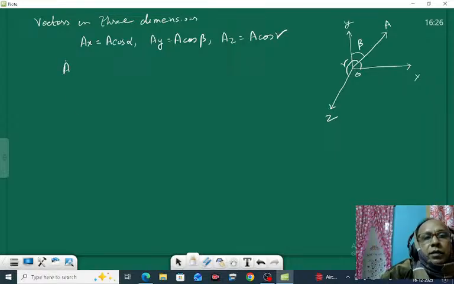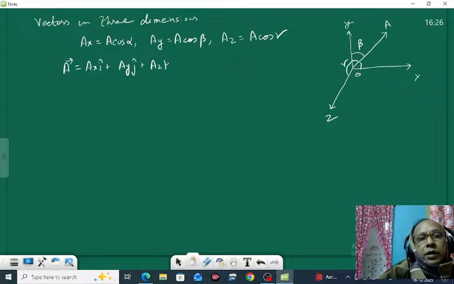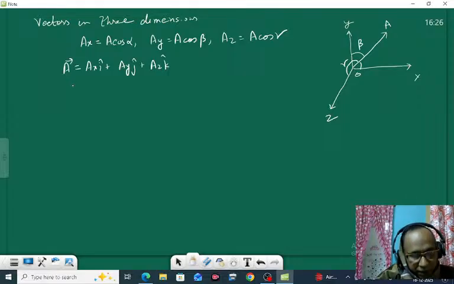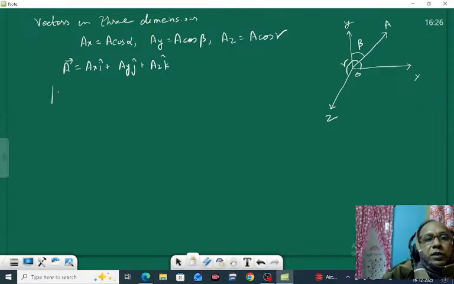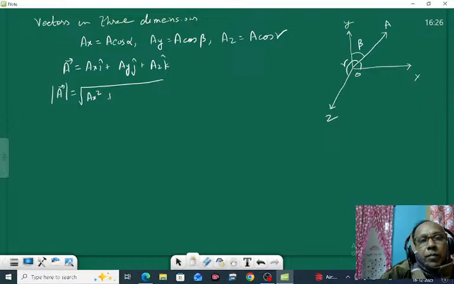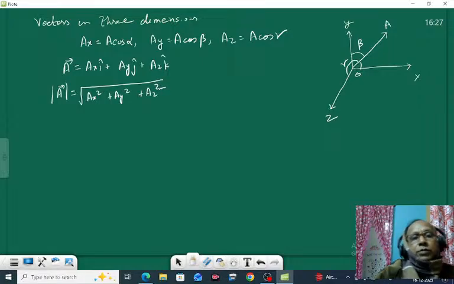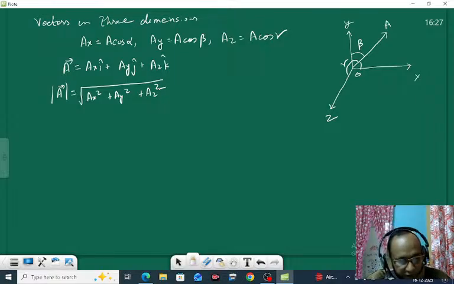Suppose vector A we can write as Axi plus Ayj plus Azk. This is represented as vector A. If we want to find the modulus of this vector, then we get root over Ax square plus Ay square plus Az square. In this way you can find the modulus of vector A.